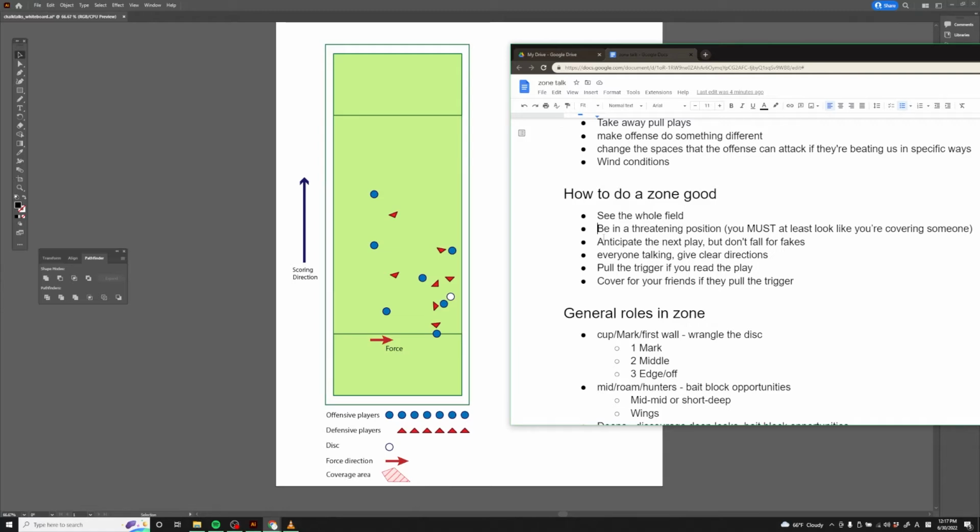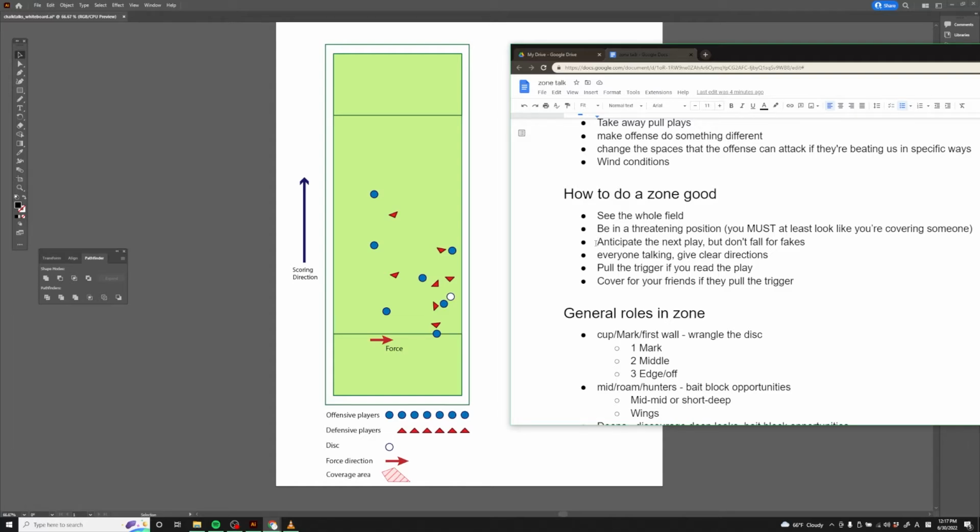2. Be in a threatening position. You must be covering somebody, or at least look like you're covering somebody. That will lessen the number of options that the offense has. It will discourage them from throwing to open receivers or receivers who look like they're open, and will build pressure.